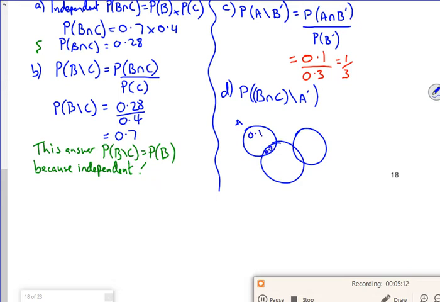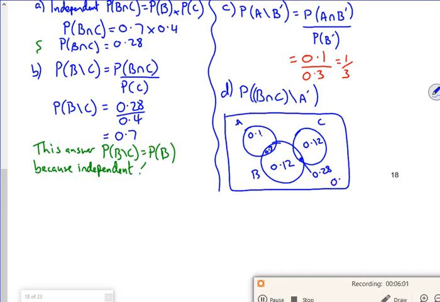What did I know from this then? I know that C is 0.4, but I know that B and C, so if I have that as C, I have that as B. I know B and C is 0.28, so this little bit in here is 0.28. So if that's 0.28 and C is 0.4, then that's 0.12. B I knew was 0.7, but I've got the 0.3 and the 0.28, which is 0.58, so that's going to be 0.12. Add them all together gives me 0.92. So it leaves me with 0.08 on the outside.